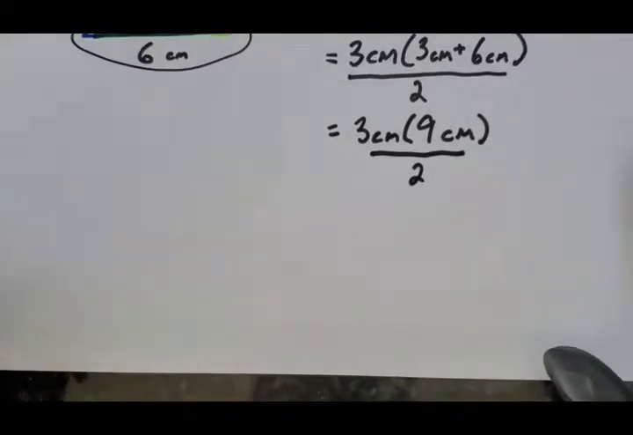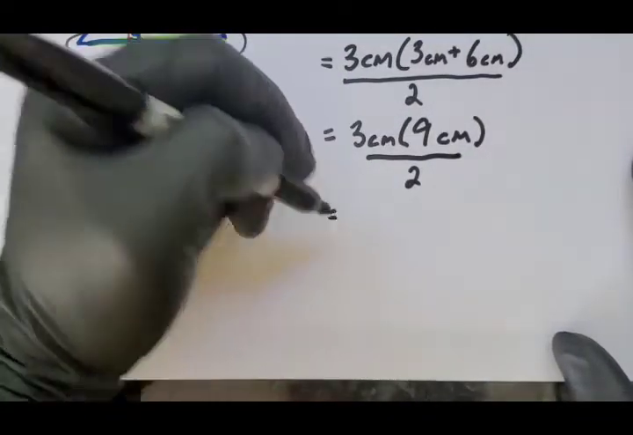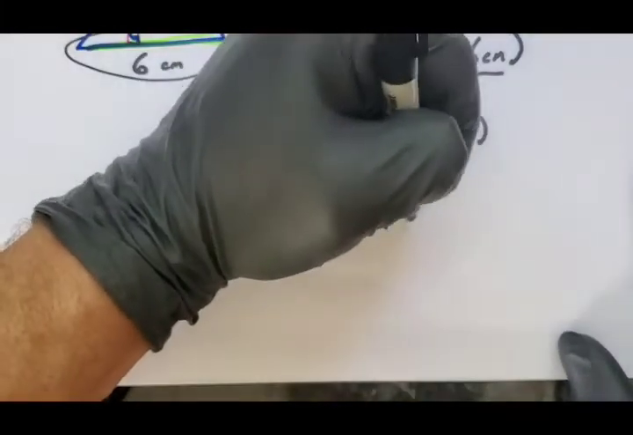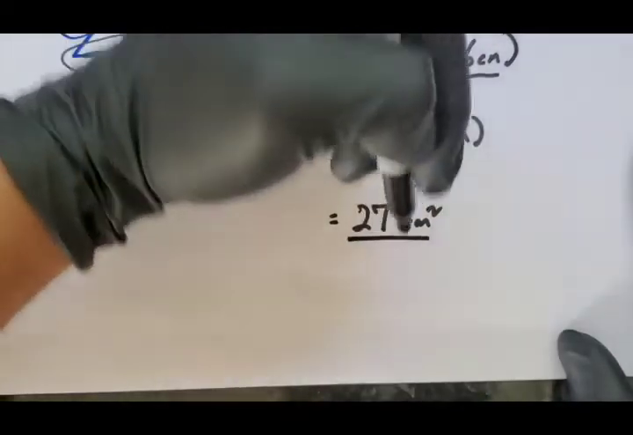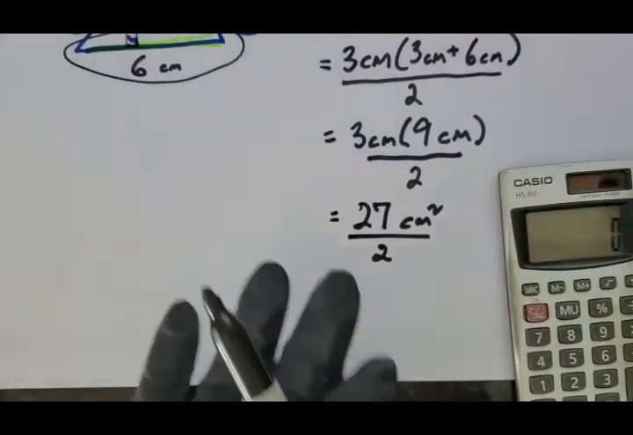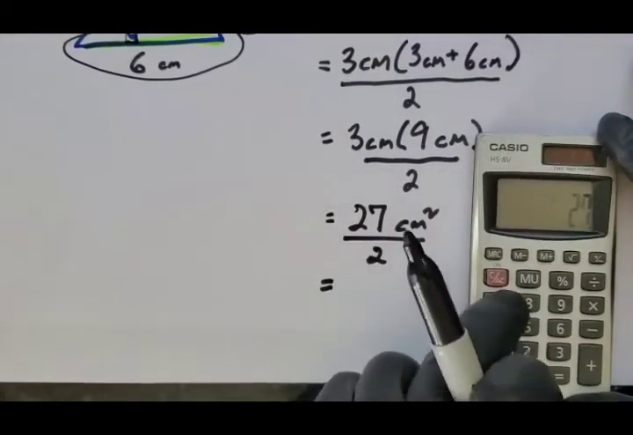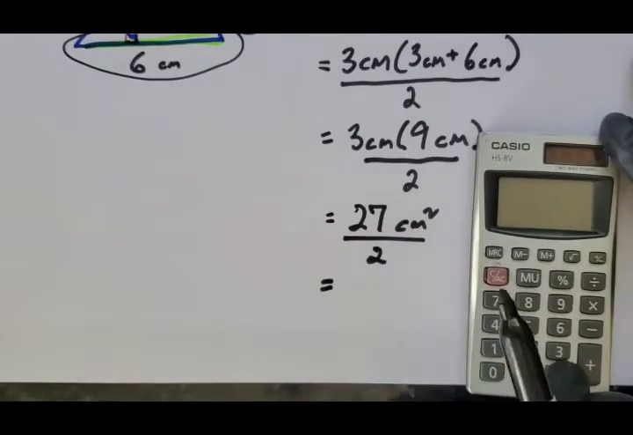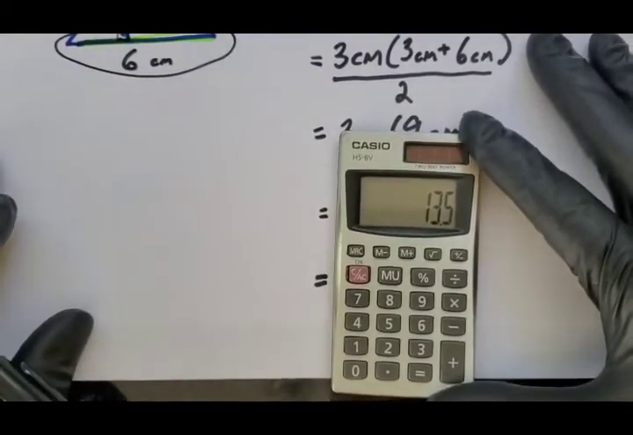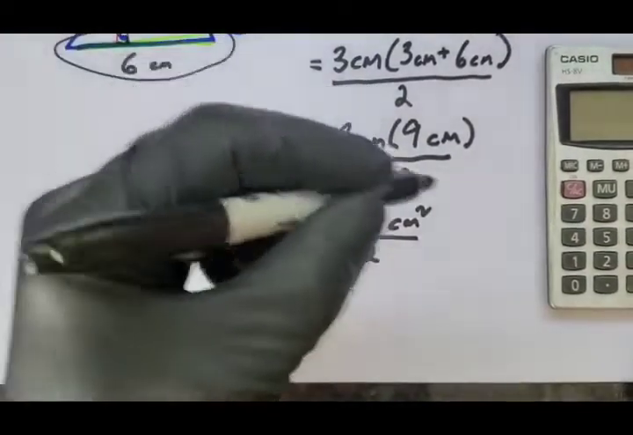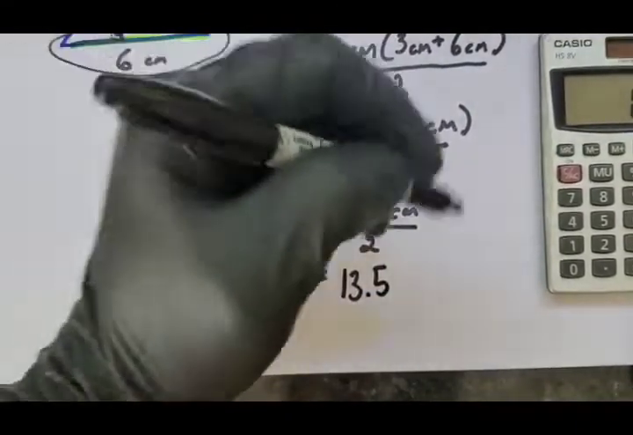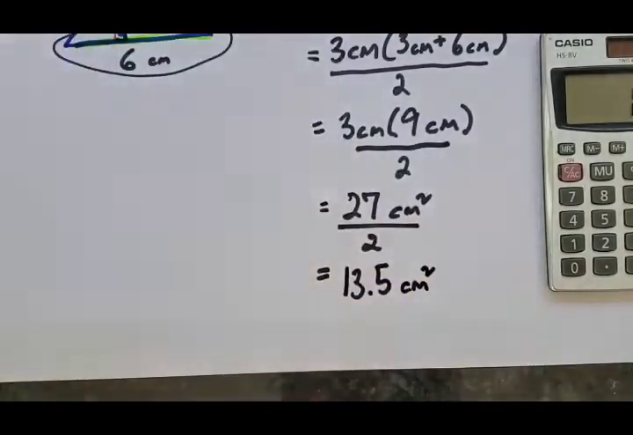And we're going to then multiply what we have in the numerator. 3 times 9 is 27. Centimeters times centimeters is centimeters squared, all divided by 2. Okay, so we're almost there. Our final calculation is going to be 27 divided by 2, which will equal 13.5, 13 1/2 centimeters squared. Okay, so when you divide, this right here becomes 13 5/10, and then the centimeters squared remains.